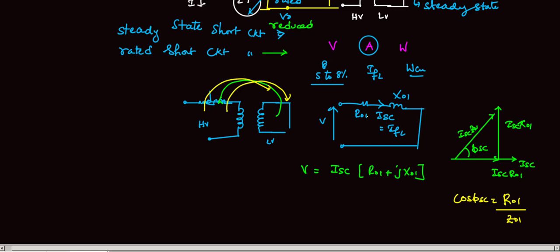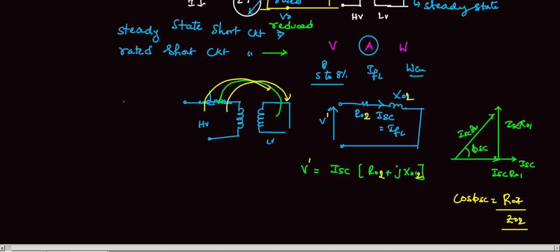Okay, if I transfer, this will be RO2 and XO2. Here some V dash will come. So V dash equals IS into RO2 plus JXO2. So cos phi S equals RO2 by ZO2. This you can do either way.